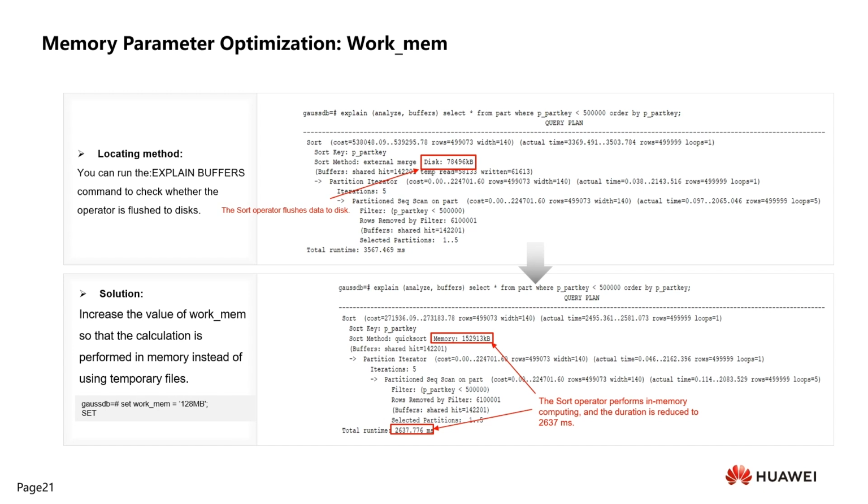And on this page, we have a case where the memory parameter is incorrect. We see there is large disk usage in the sort operator, and the solution is to increase the work mem, and the optimized plan uses memory instead. And we see the execution time is optimized from 3.5 seconds to 2.6 seconds.